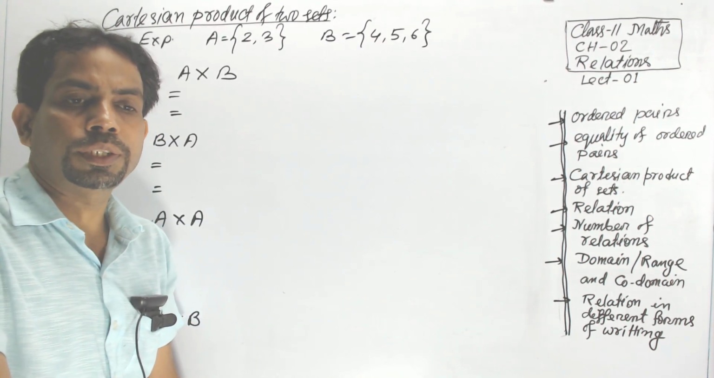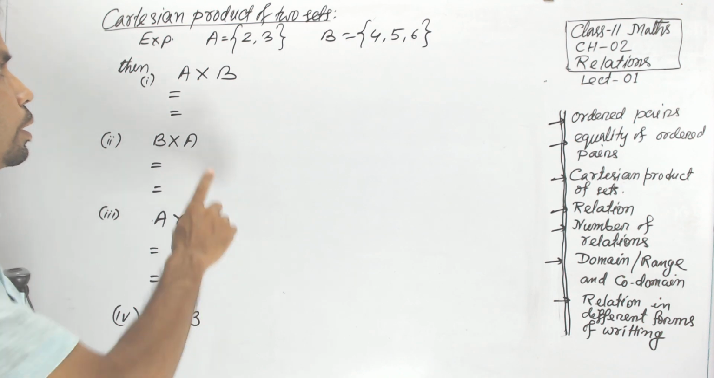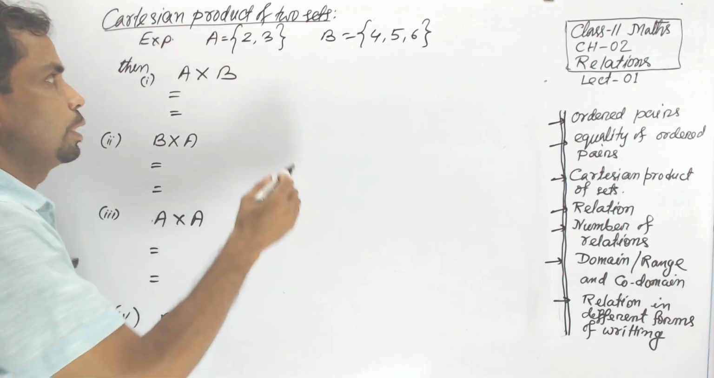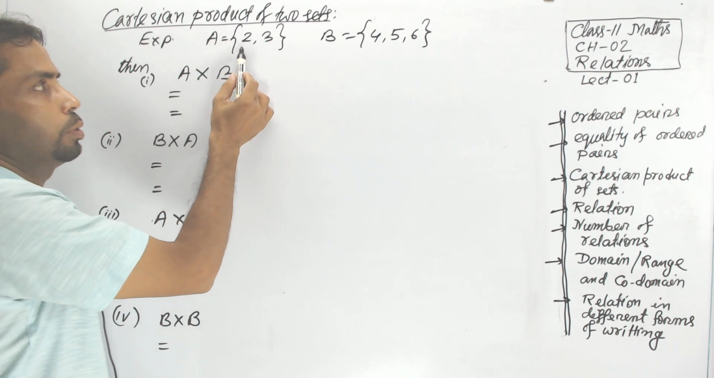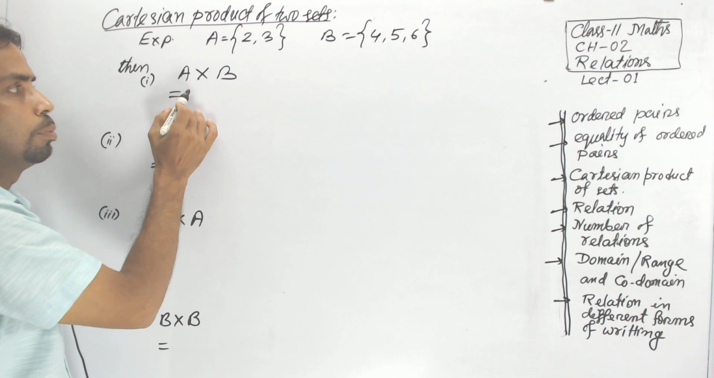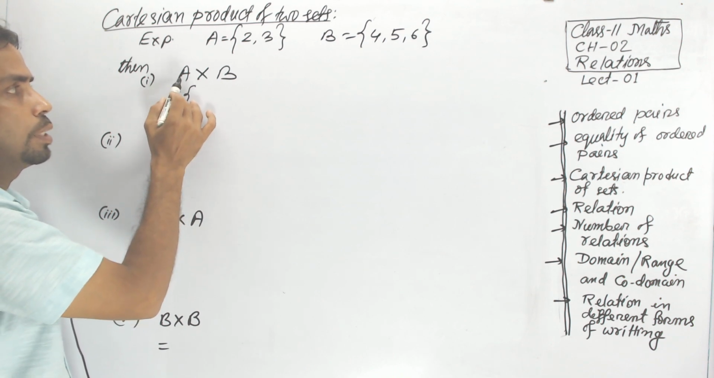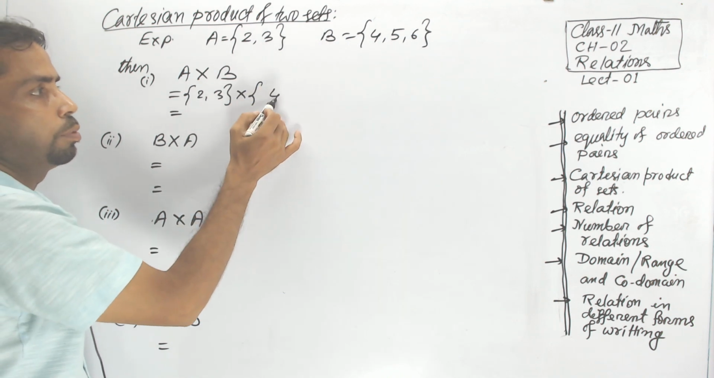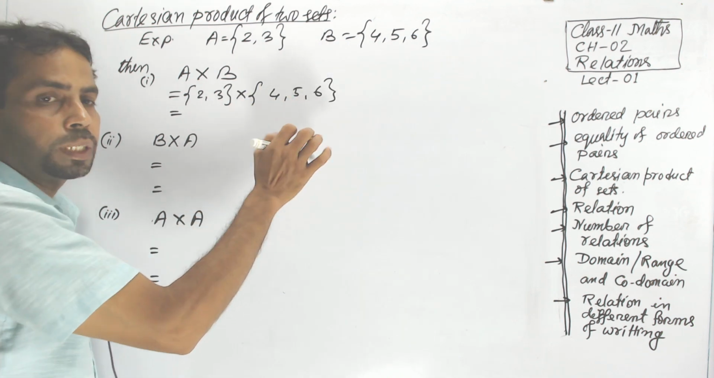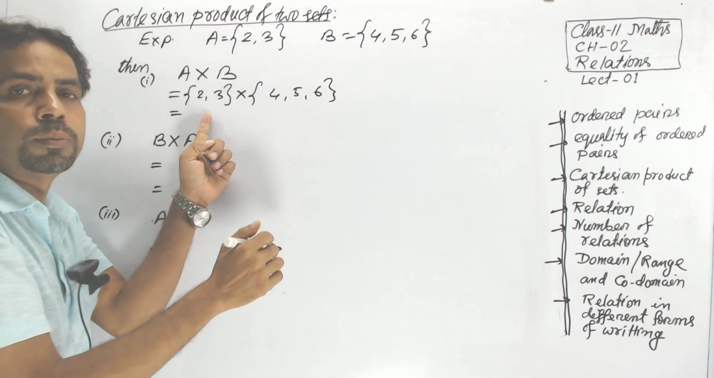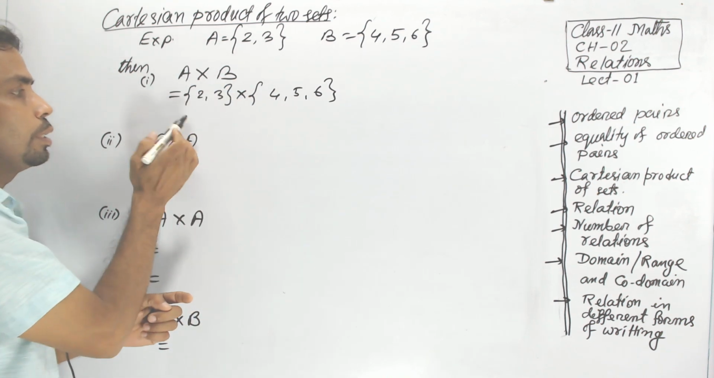Then Cartesian product of two sets. At first I am explaining with an example and then I will write the definition. I am taking an example with set A = {2, 3} and set B = {4, 5, 6}. Then I will first find A × B. A × B, first is A {2, 3} times B. B is {4, 5, 6}. We must write in the specific order, first A and then B. If we change the order, it will be wrong. Then it is formed like this.